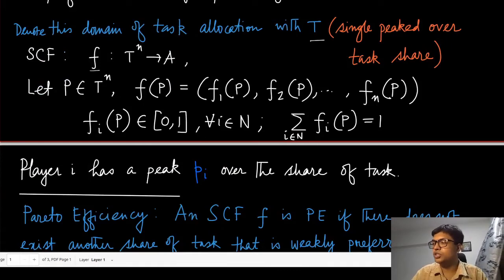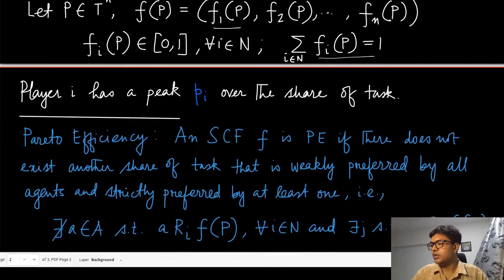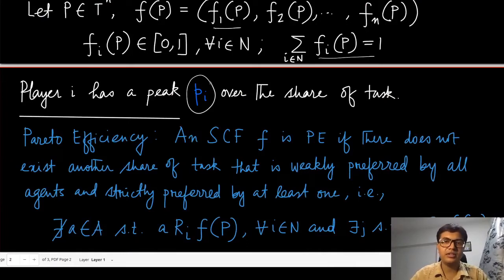So now our social choice function is mapping this task allocation domain for each of these players into this set of alternatives. The notation that we are going to use is F_i(P), which means the share that agent i is getting, and the sum of all these F_i(P), summed over i, should be equal to 1. Now, as before, we are going to use this peak P_i, which denotes the most preferred share of the task for player i.